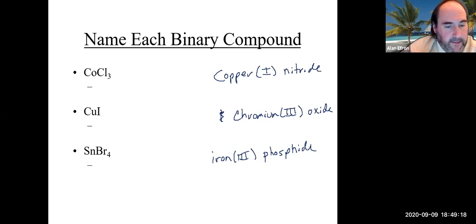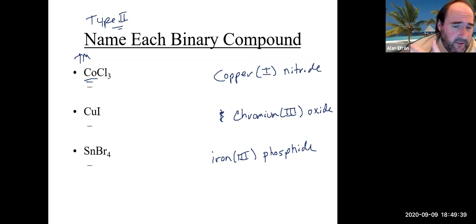Okay, so let's take a look here and see how we get to everything. If we look at our first one, Co is cobalt, and if you find cobalt on the periodic table, it is a transition metal. That automatically tells you that you're dealing with a type 2 compound, and that you need to figure out what the charge is on the cobalt. Because we don't know the charge on the cobalt, we look at the non-metal it's attached to, and whatever it's attached to, you will always know the charge.